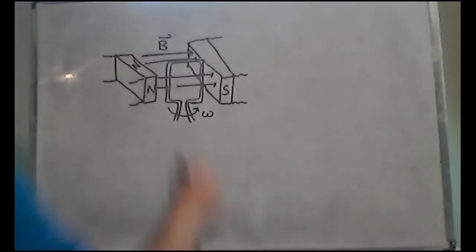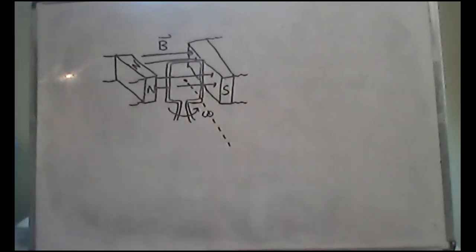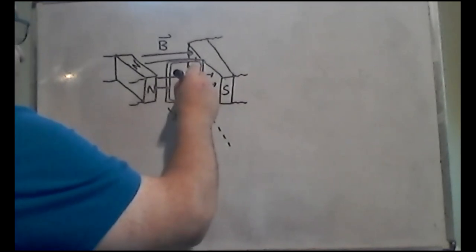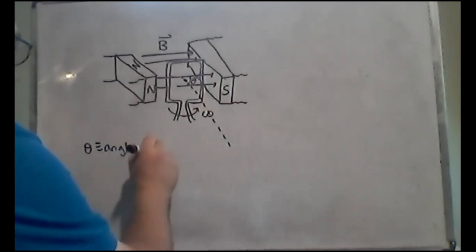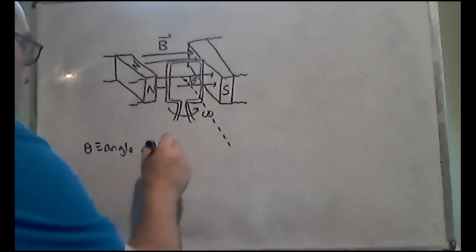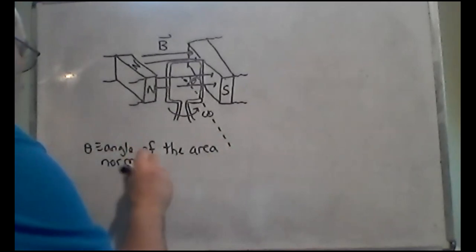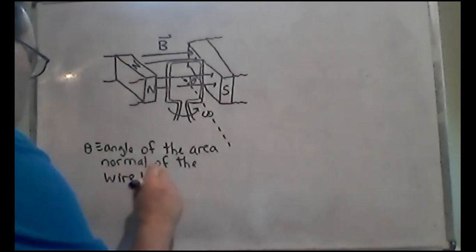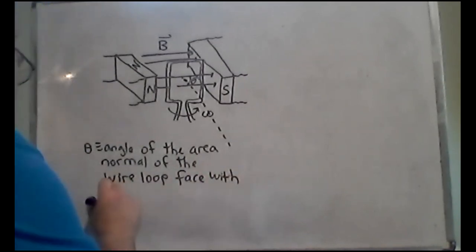And then we can think of there being an area normal to this face of the generator. We can think of the area normal as forming an angle theta with respect to the magnetic field. So theta is the angle of the area normal of the wire loop face with the magnetic field.